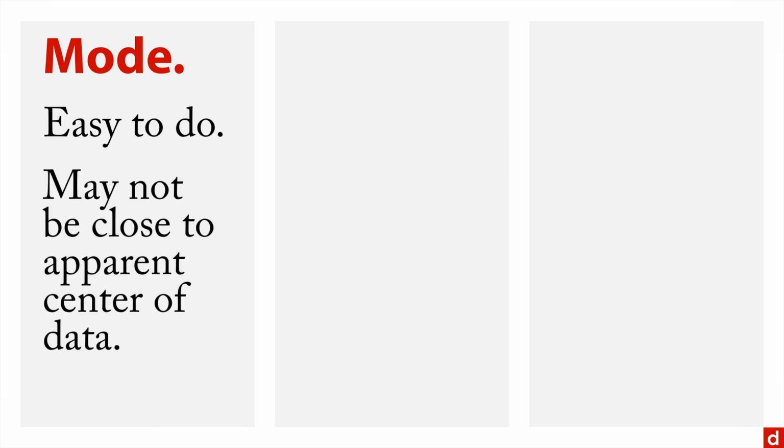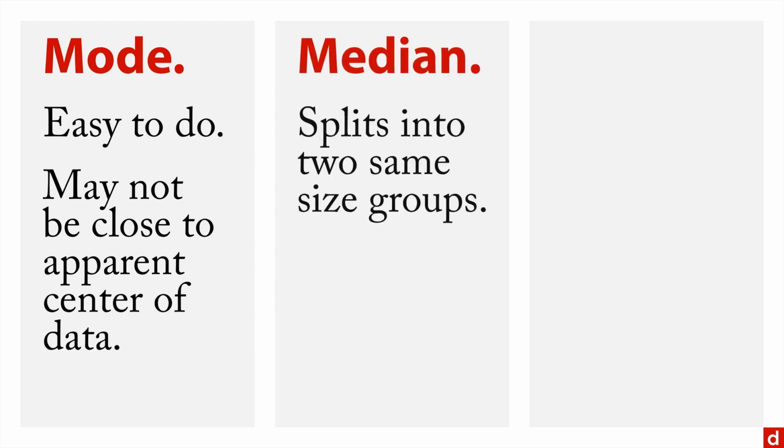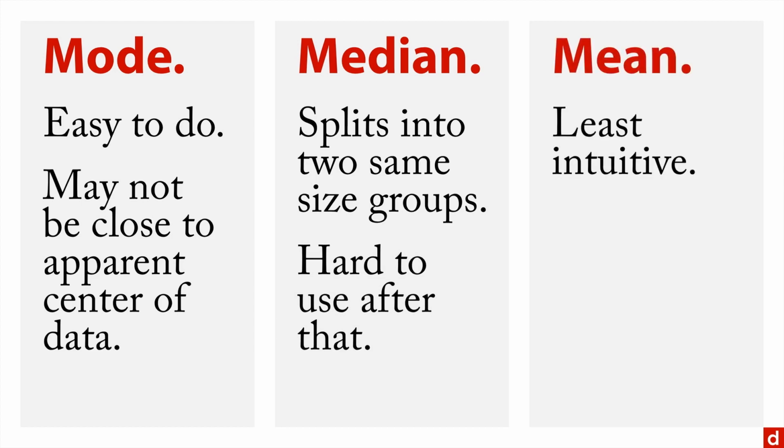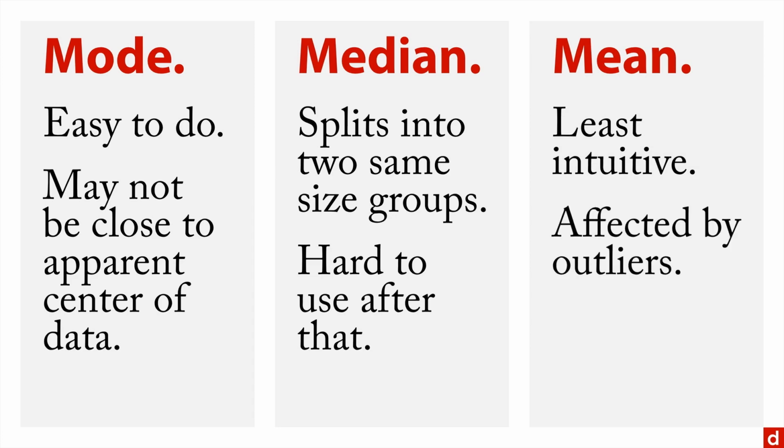Now, let me give a little bit of the pros and cons of each of these. The mode's really easy to do. You just count how common it is. On the other hand, it may not be close to what appears to be the center of the data. The median splits the data into 2 same-sized groups, the same number of scores in each. That's pretty easy to deal with, but unfortunately, it's hard to use that information in many statistics after that. And then finally, the mean. Of these 3, it's the least intuitive, it's the most affected by outliers and skewness, and that may really strike against it. It is, however, the most useful statistically, and so it's the one that gets used the most often.